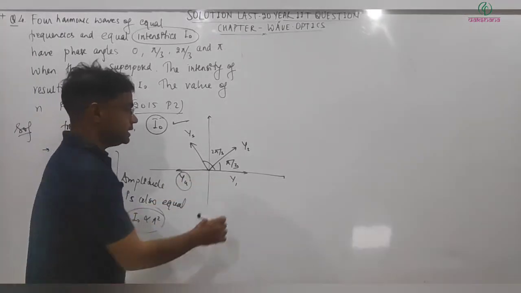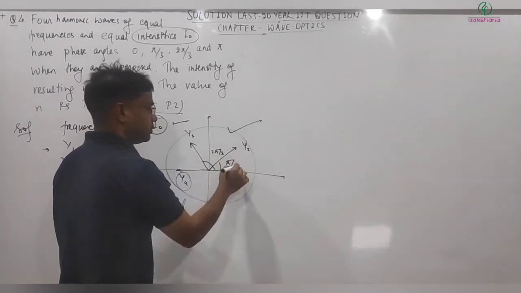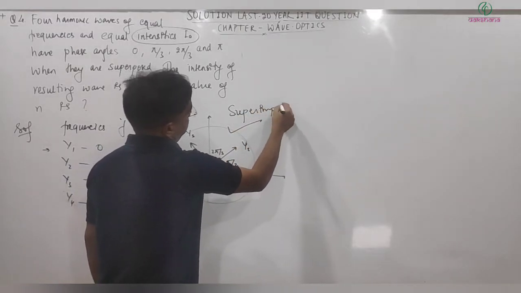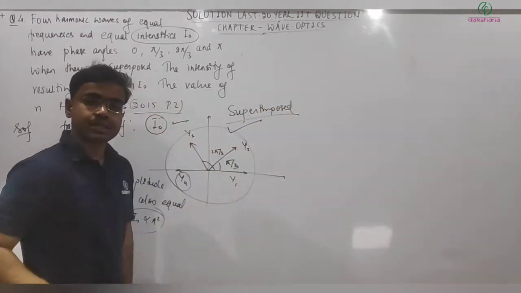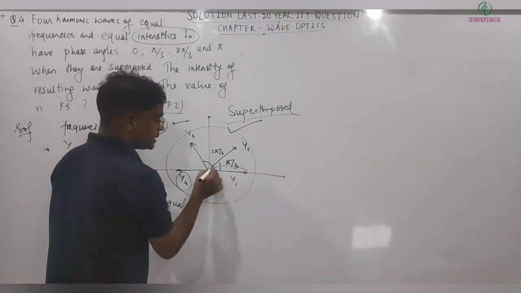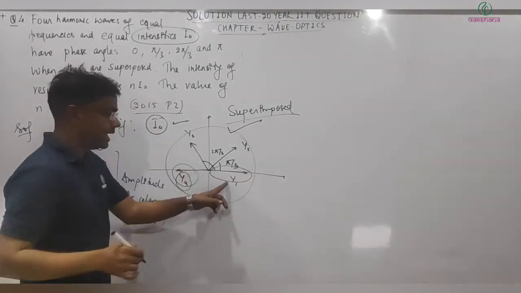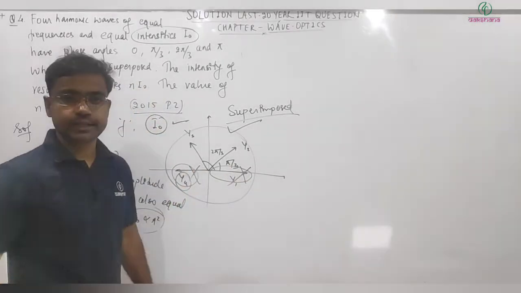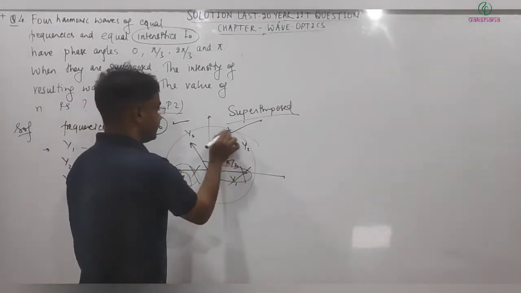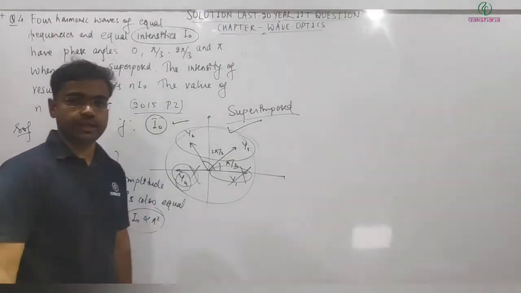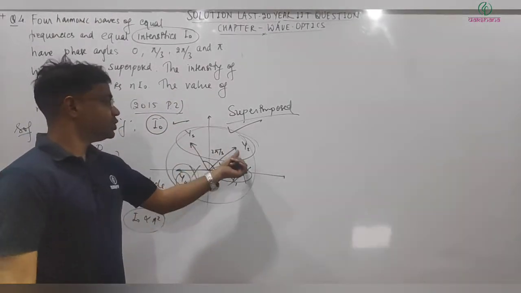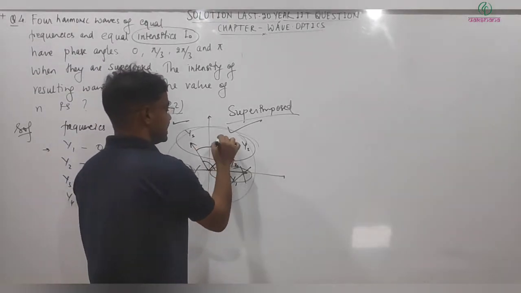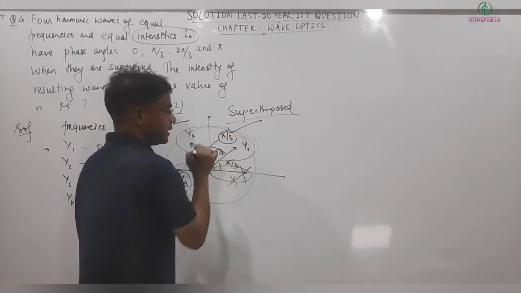Now when these 4 waves are superimposed, what will be the resulting wave? Here you can see this 1 and 4 are exactly out of phase, so they will simply cancel each other. Now what are we left with? We are left with only y2 and y3. When these 2 waves superimpose, what is the phase angle between them? That is equal to pi by 3.